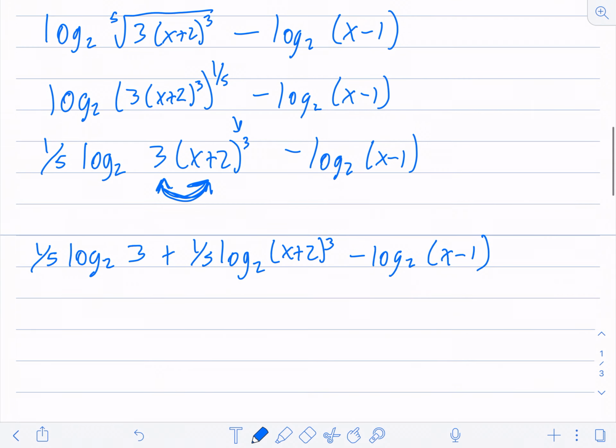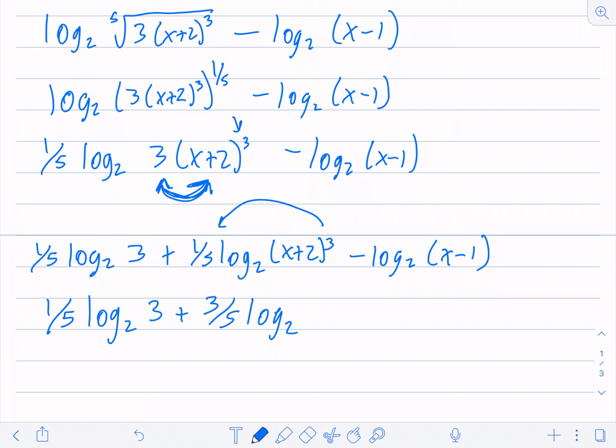Now what can I do? Well, this isn't going to change. This one's pretty simplified: 1/5 log base 2 of 3 plus, now can I move this 3 to the front? Yes. And when I move it to the front, that's going to become 3/5 log base 2 of x plus 2, and then minus log base 2 of x minus 1. And that's my full expansion of this problem.